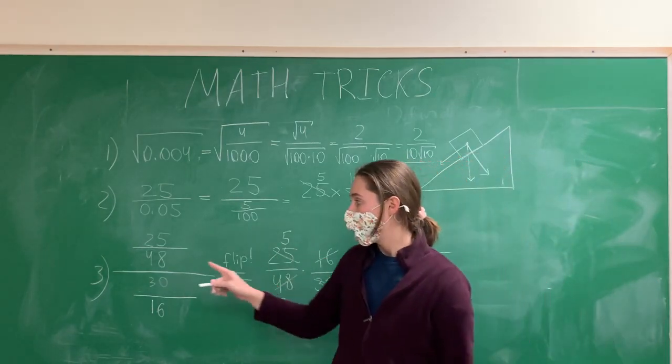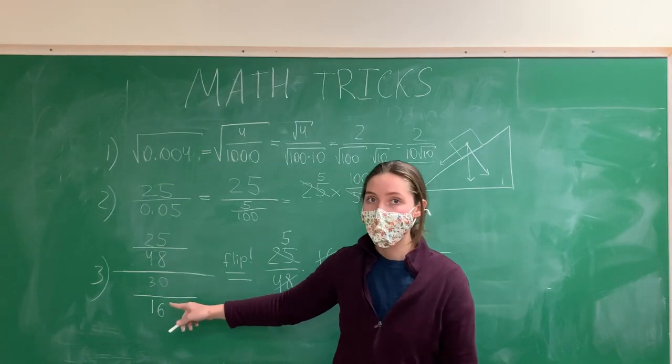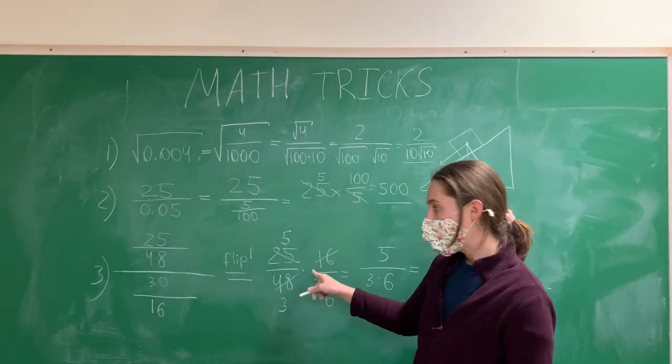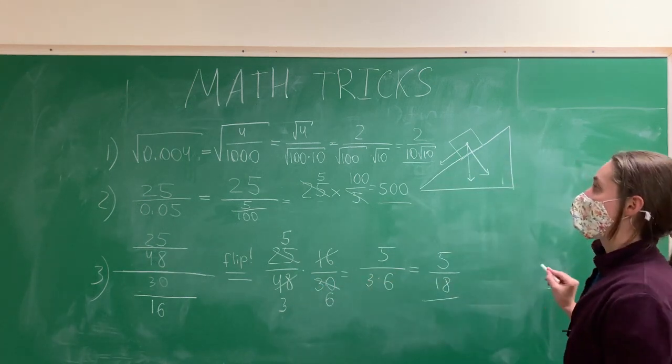The final one is division of fraction by fraction. If you're dividing by a fraction, you need to turn it over and multiply by it and cancel things out, and you will get the final answer.